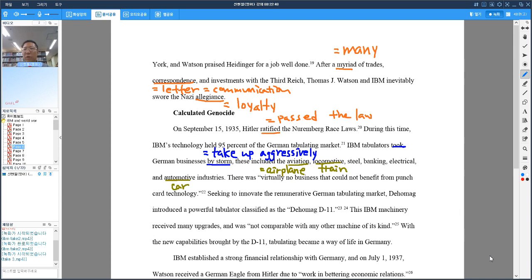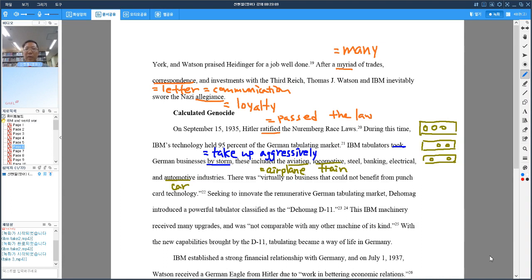Back in those old days, computer tabulating machines used paper to keep information, paper with different numbers of holes. Each paper stored different information. That's why tabulating technology is called punch card technology. So using this technology, every German industry could benefit from it.